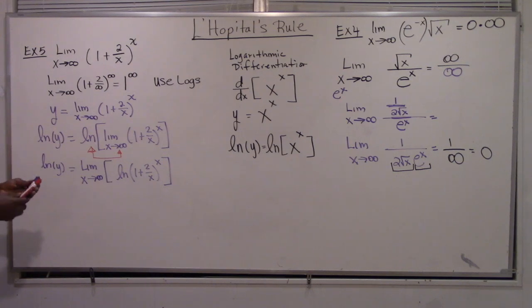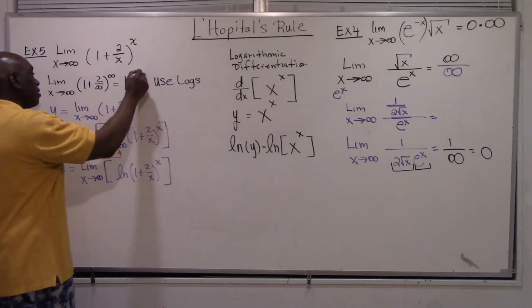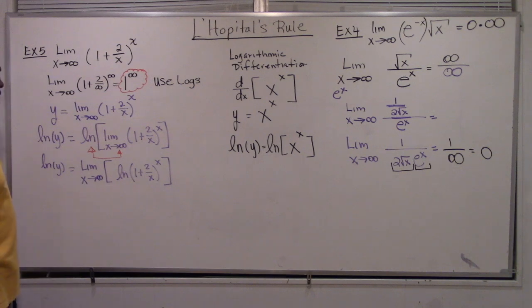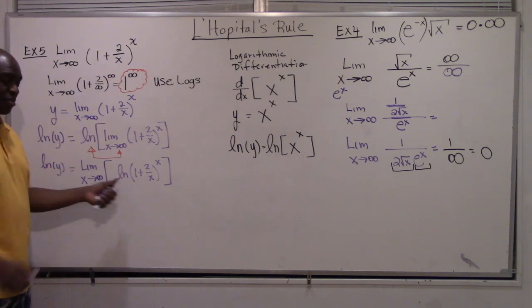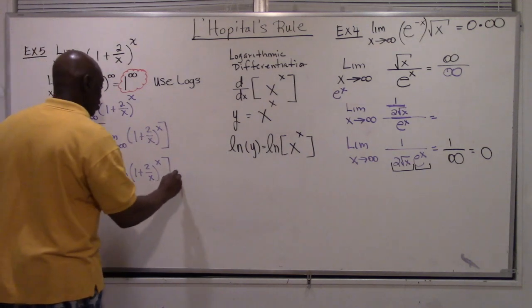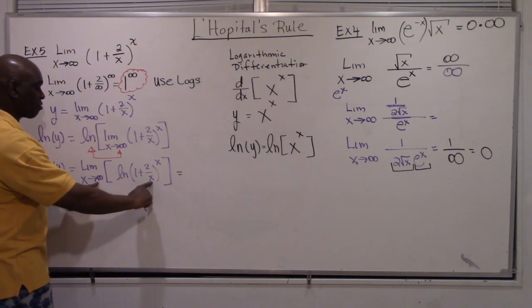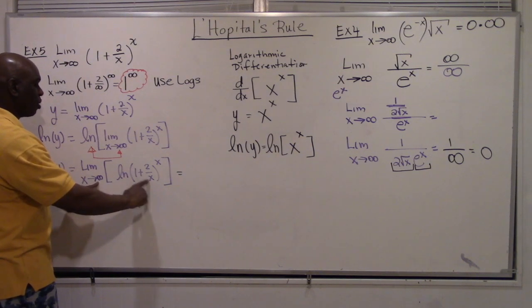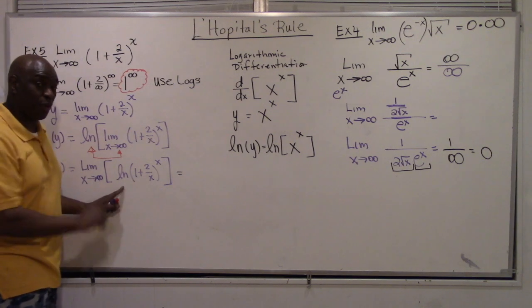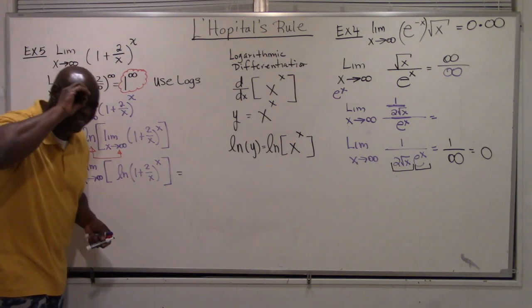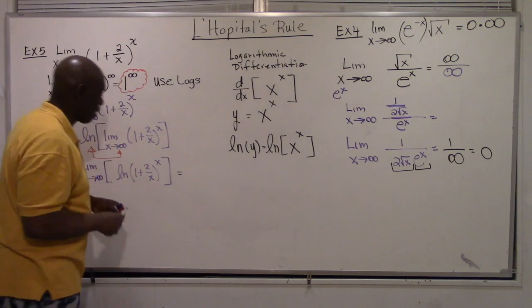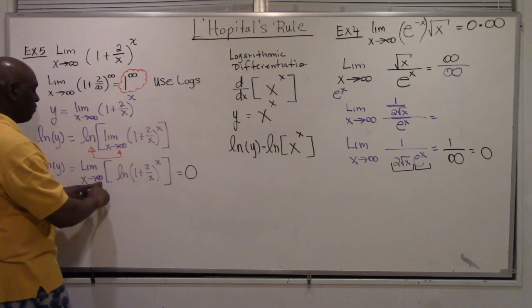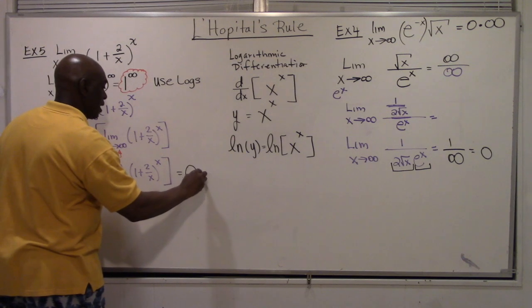So initially we got 1 to the power of infinity, an indeterminate form. Now I have a log on it. Let's see if anything changes. Take infinity and put it in for x right here. I get 2 over infinity, which is 0. 1 plus 0 is 1. Do you recall what the natural log of 1 is? 0. The natural log of 1 is 0. So now I'm going to have 0, then I put infinity in for x right here.